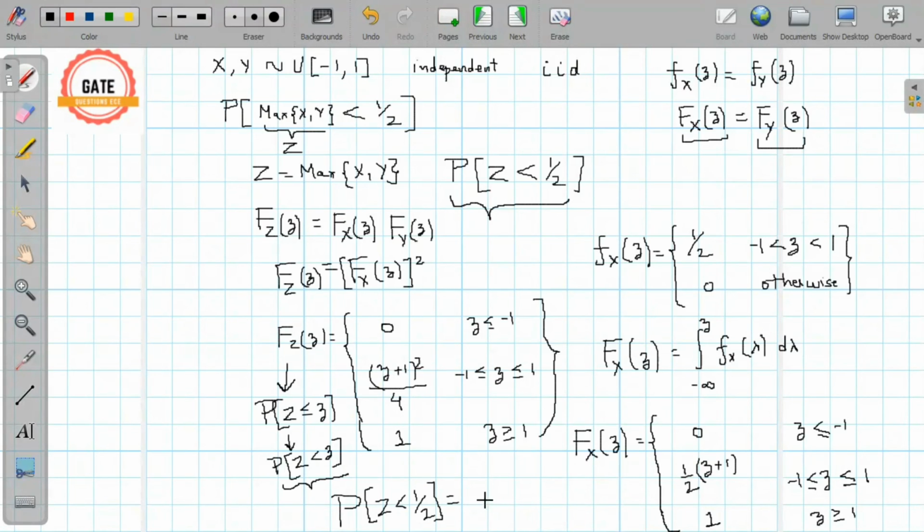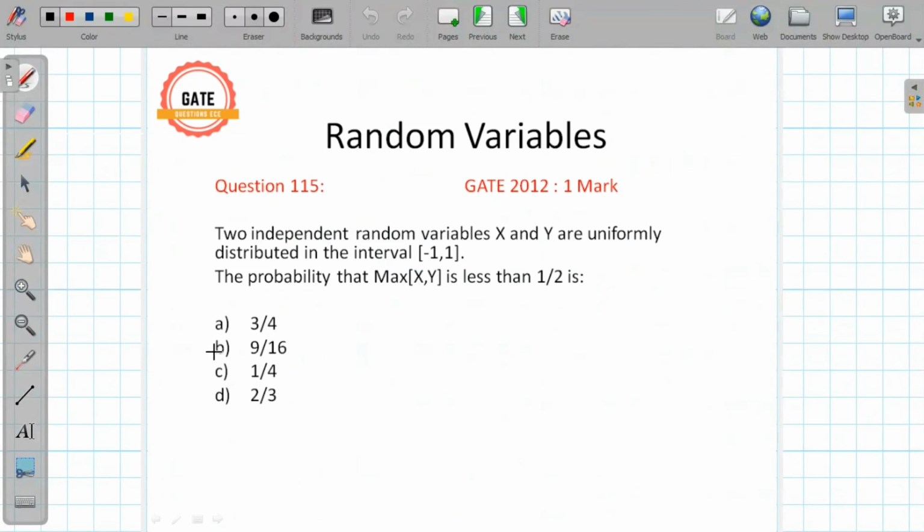So putting 1 by 2 here, that will give us 1 by 2 plus 1 whole square divided by 4. So this will be 3 by 2, and 3 by 2 squared will be 9 by 4. So 4 into 4 will be 16, giving 9 by 16. So this is the correct answer. So the correct option in the given question is option B. So I hope you have learned how to handle such questions in the GATE exam.